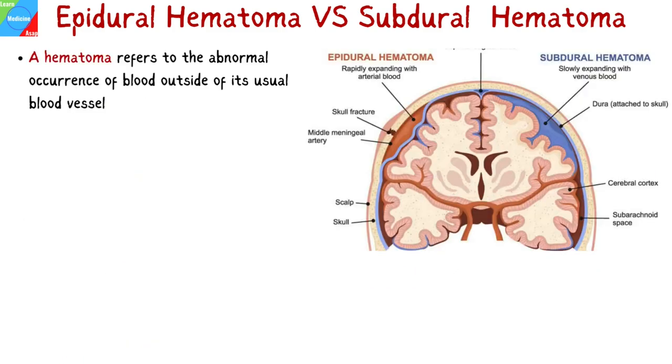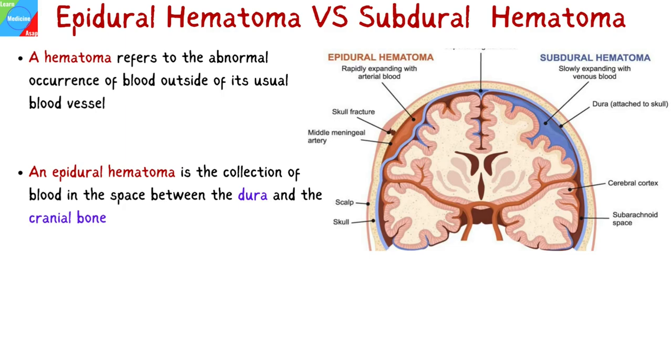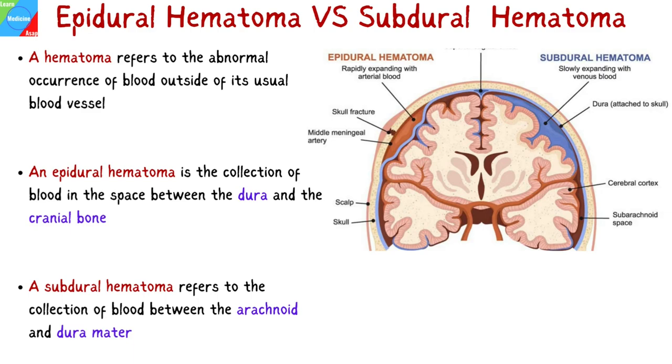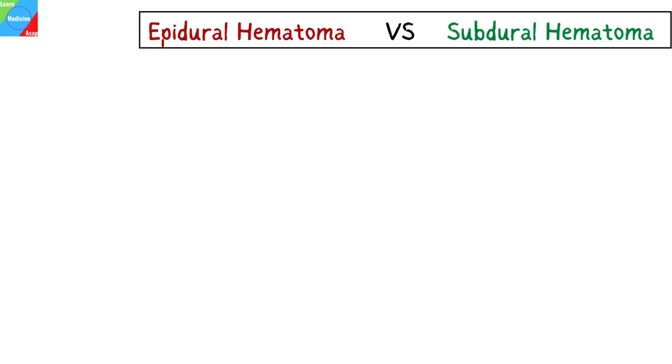A haematoma refers to the abnormal occurrence of blood outside of its usual blood vessel. An epidural haematoma is the collection of blood in the space between the dura and the cranial bone. A subdural haematoma refers to the collection of blood between the arachnoid and dura mater. Now let's differentiate between these two types of hematomas in detail.